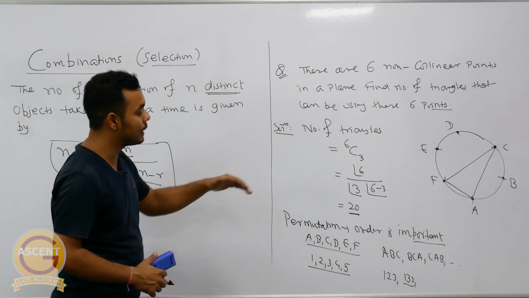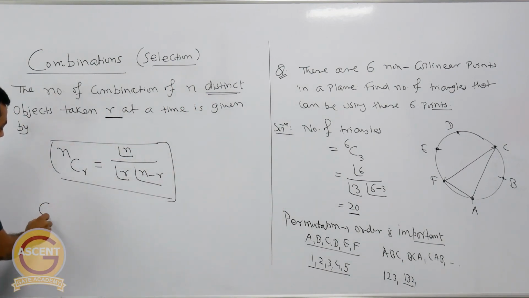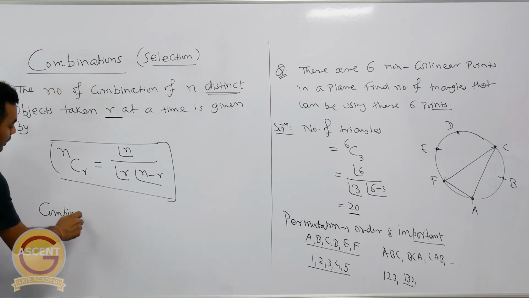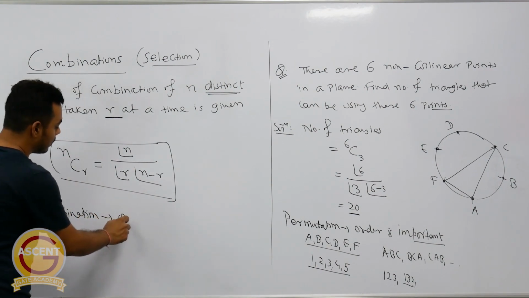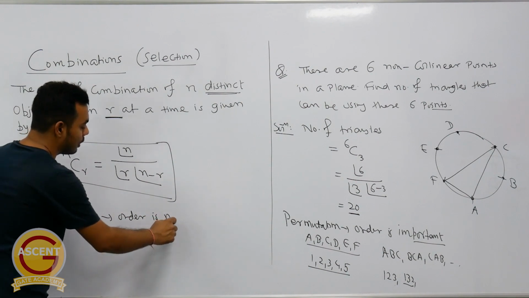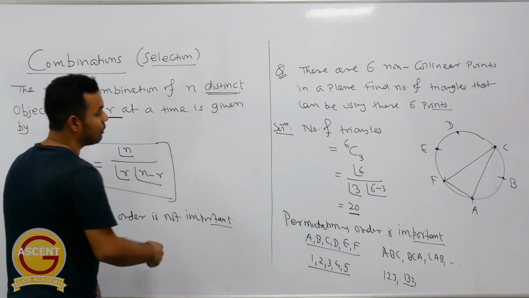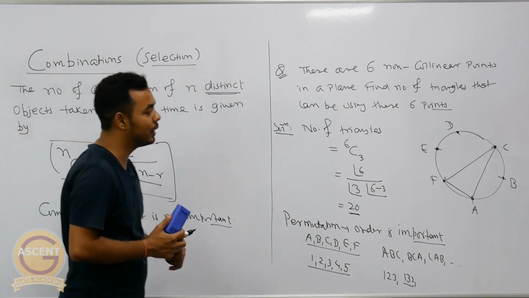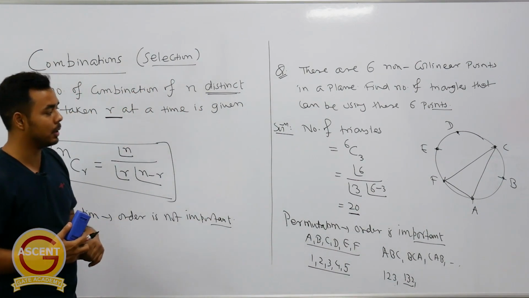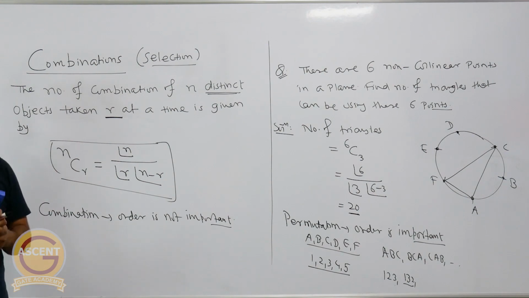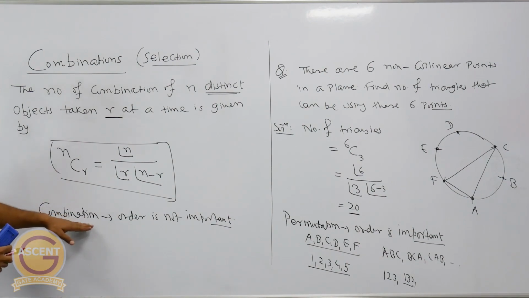But in case of combination, the order is not important. Let me write that thing here. In case of combination, order is not important. So this means if some points are given and we have to form a triangle or a straight line or quadrilateral, or suppose if we have to select a team from a given number of players, those will be examples of combination.